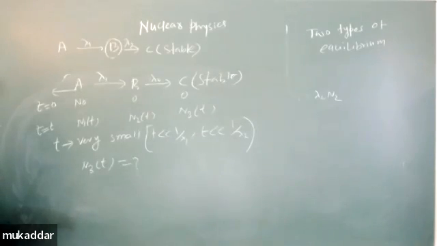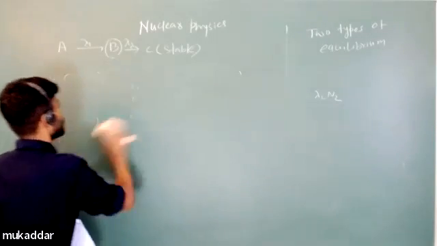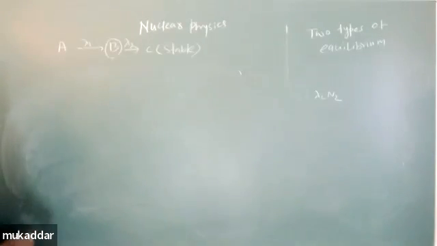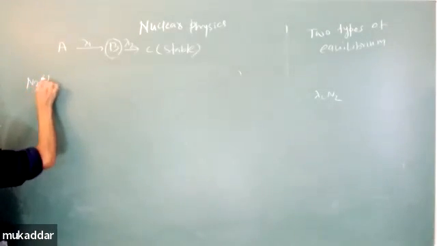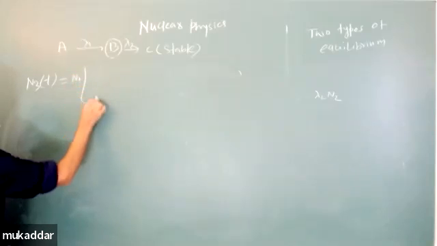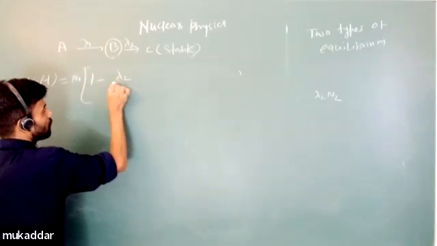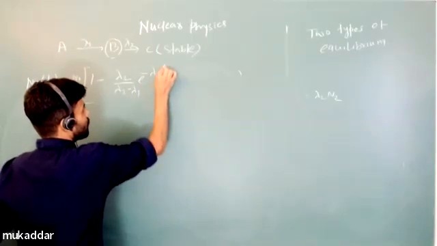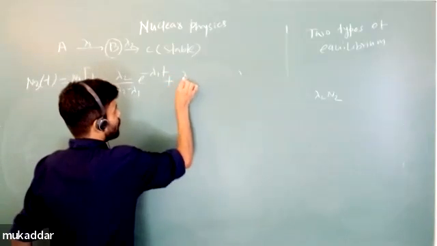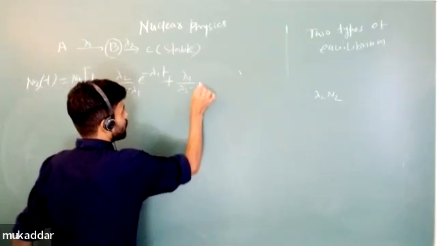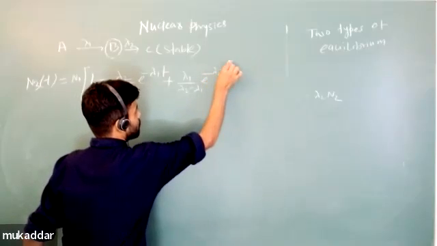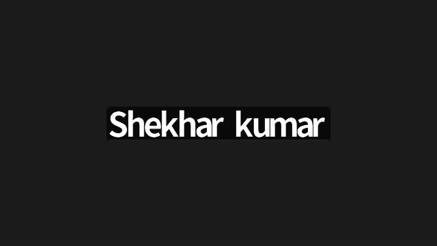Okay, you have written the problem? Then you have to find n3. Write the expression of n3 first. n3 t is n naught times 1 minus lambda 2 by lambda 2 minus lambda 1 exponential minus lambda 1 t plus lambda 1 divided by lambda 2 minus lambda 1 exponential minus lambda 2 t, right? This is your equation.